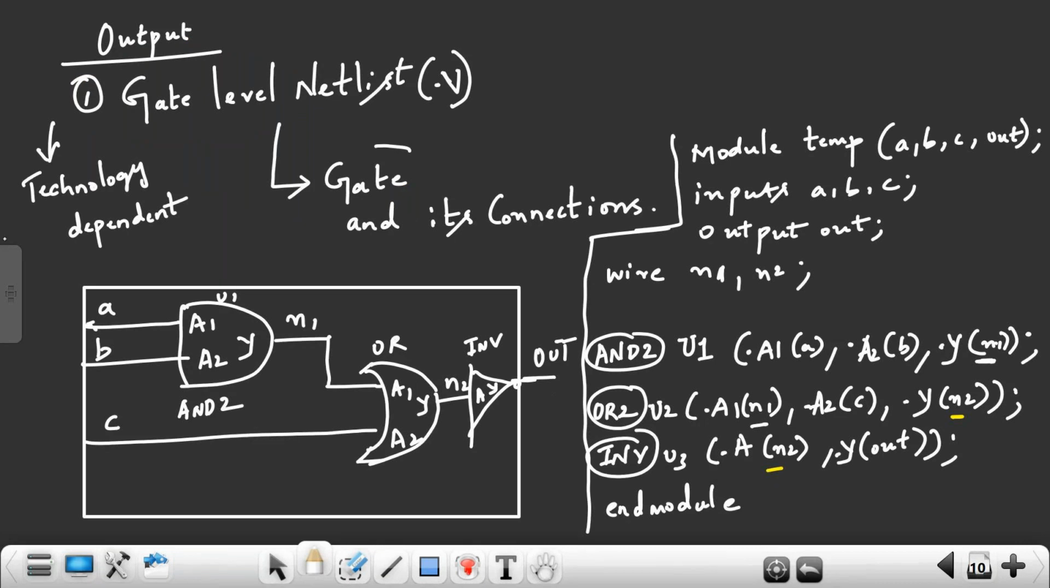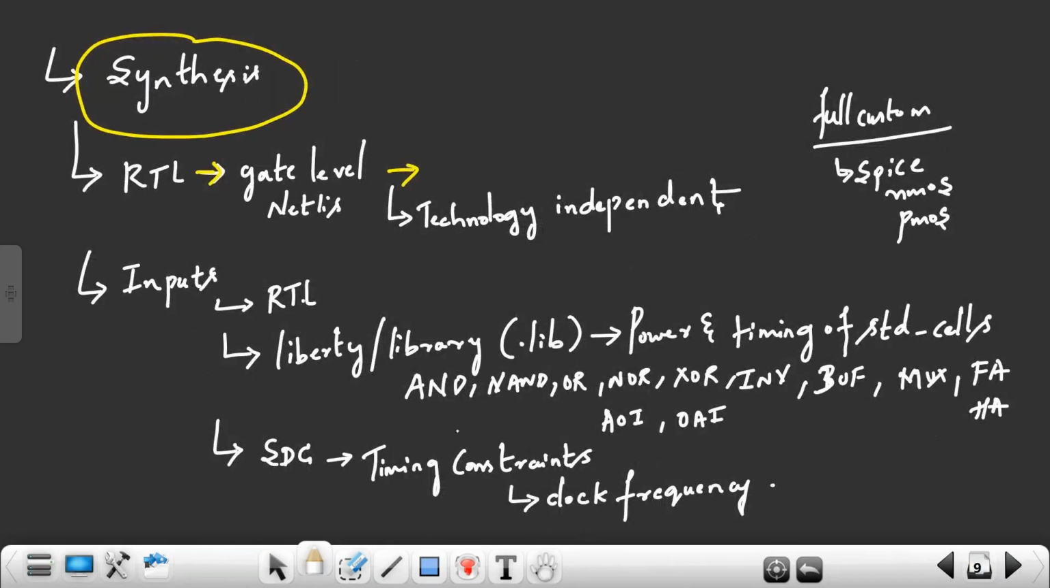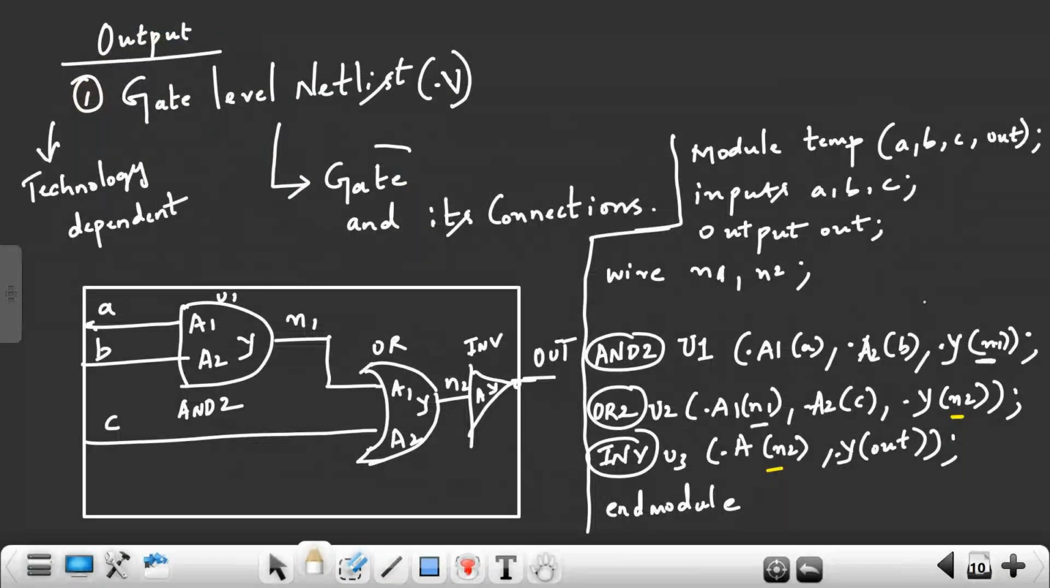Technology dependent. I cannot use the same 7 nanometer technology netlist for 14 nanometer technology. We cannot use it, right? Because my synthesis tool has done the optimization. Optimization means what? Improvement in the design only for this 7 nanometer technology, meaning reducing the power. So if we have got this netlist only for 7 nanometer, the same netlist I cannot use for 14 nanometer. The 14 nanometer .lib will be different.